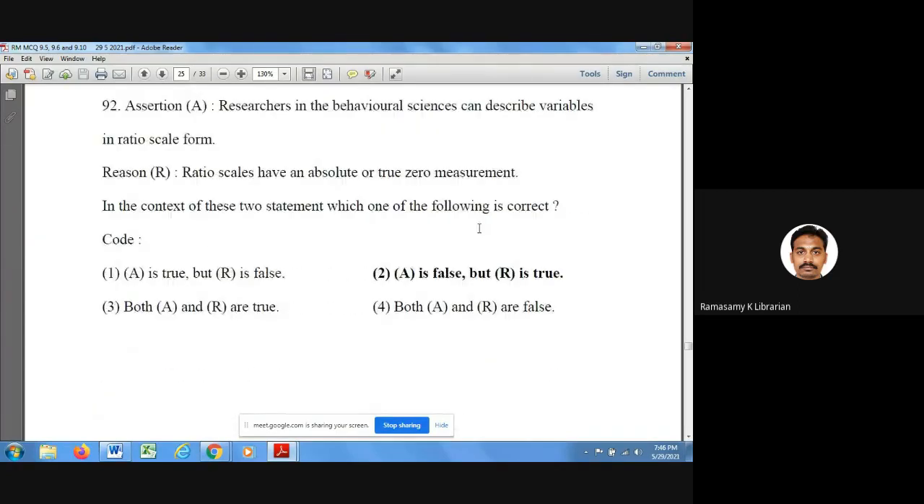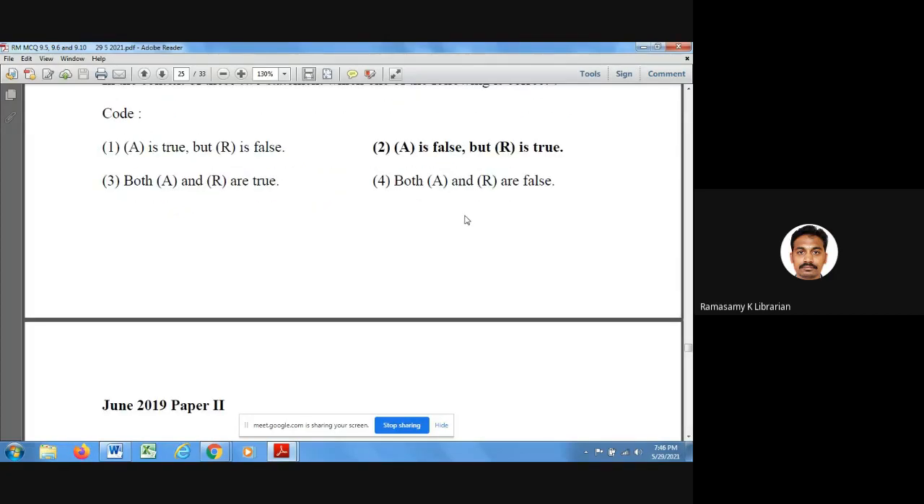Okay, fine. Then, researchers in the behavioral sciences can describe variables in ratio form. I'm sorry, in behavioral sciences we have only nominal data, ordinal data, ranking systems. We don't have pure answers: how much you like Rajinikanth, how much you like Mohanlal. So we cannot have a very precise measurement of these kinds of things. So A is false. Ratio scales have an absolute or true zero measurement. That is true. That's what I'm discussing.